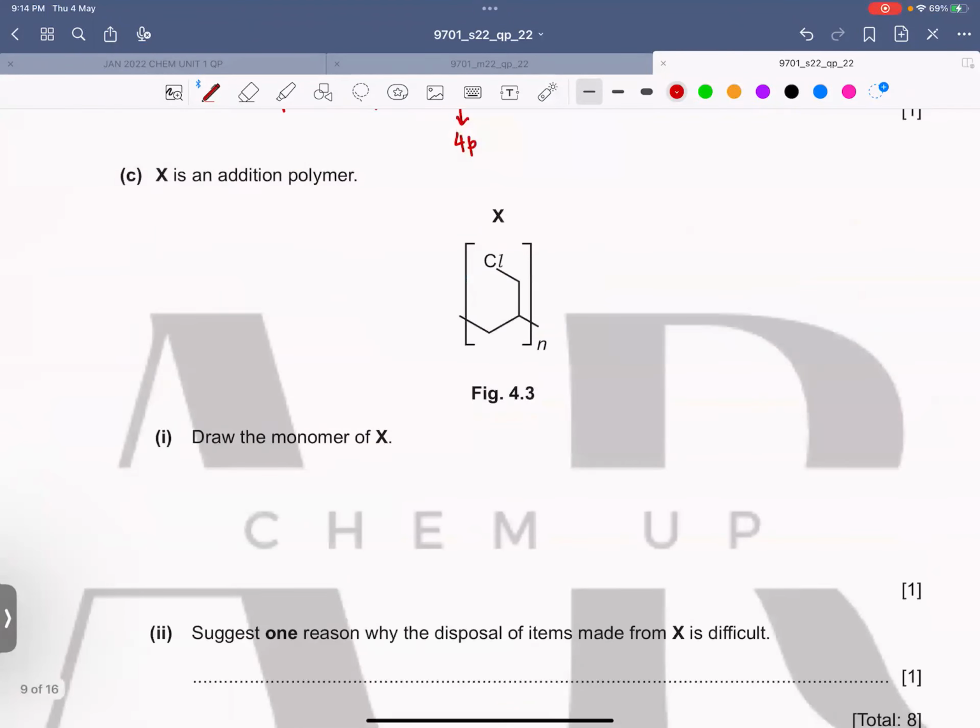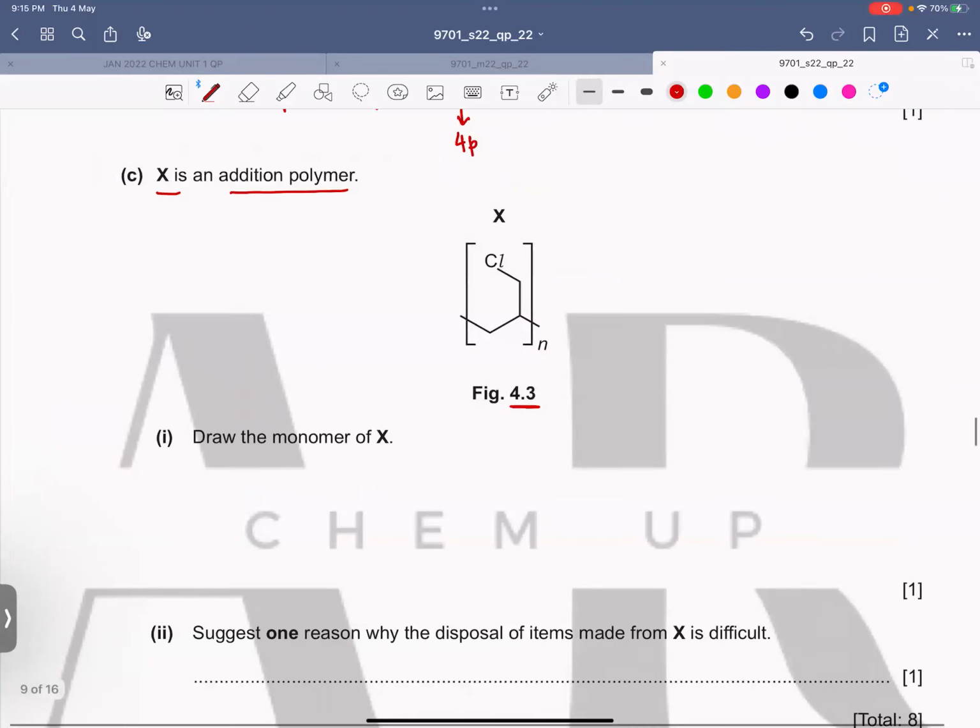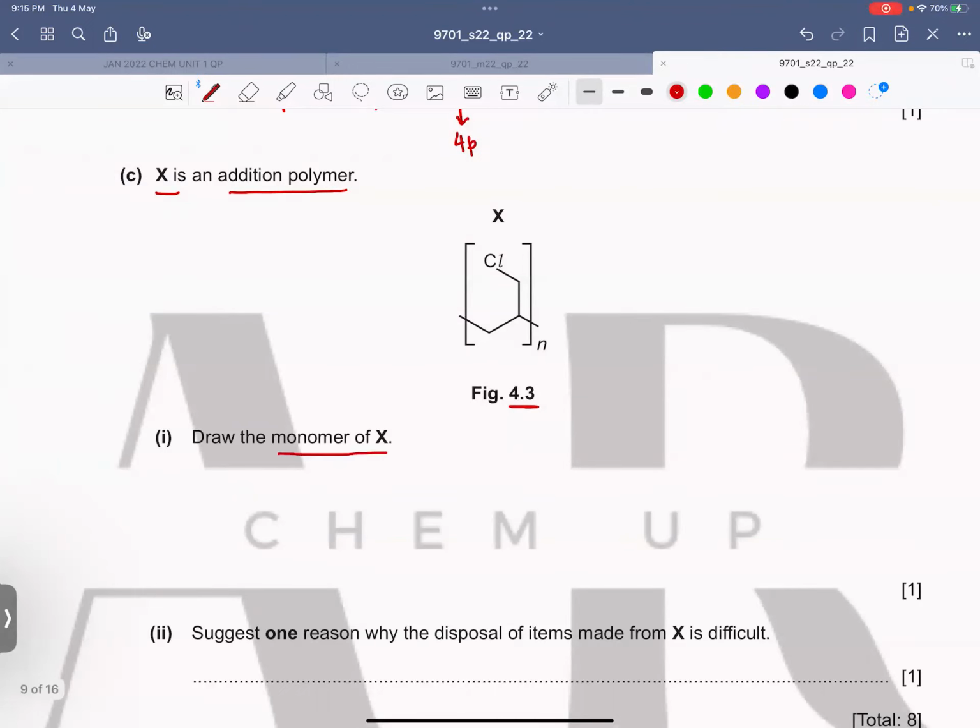Now X is an addition polymer, and here they have shown you in figure 4.3 the repeat unit of X, and they are asking to draw the monomer of X. So if I make it in the structural form, I can see that there are 2 carbons, and these 2 carbons have bonds which are going out of the brackets, and the carbon on the left has 2 hydrogens on it, and the carbon atom on the right has a hydrogen, and then CH2, and then Cl, right?